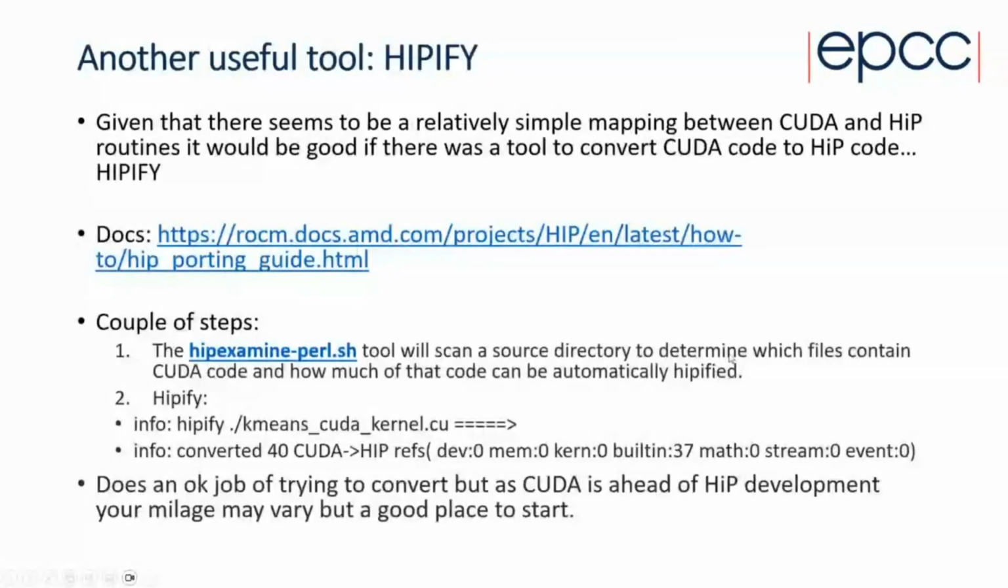But there is a tool that at least can help you do this. We're not going to do an exercise on this. I'll leave it for people to look at, but I do want to make you aware of it. There is a relatively simple tool called Hipify that allows you to try and convert CUDA code into HIP code. There are two elements to this. There's hipexamine, a Perl script, which scans the directory where the code is that you're looking to convert, and provides you a breakdown of the number of calls of different types in a particular file.